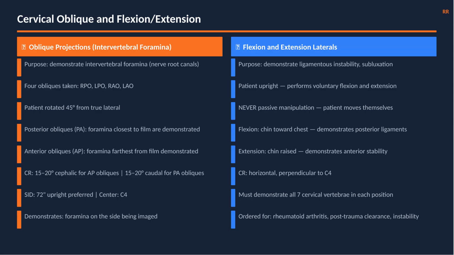Flexion, chin toward the chest. Extension, chin raised. CR, horizontal, perpendicular to C4. All 7 cervical vertebrae demonstrated in each position. Indications: rheumatoid arthritis, post-trauma clearance, and suspected instability.